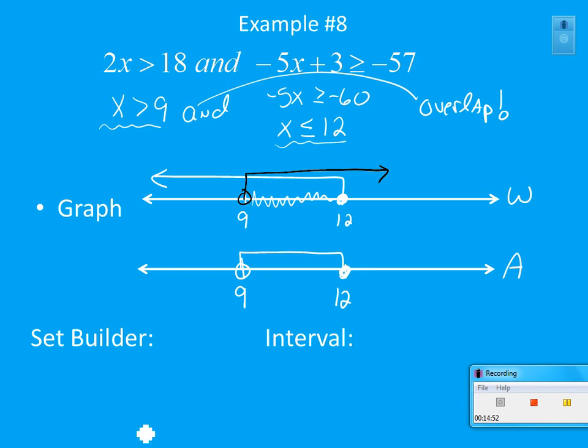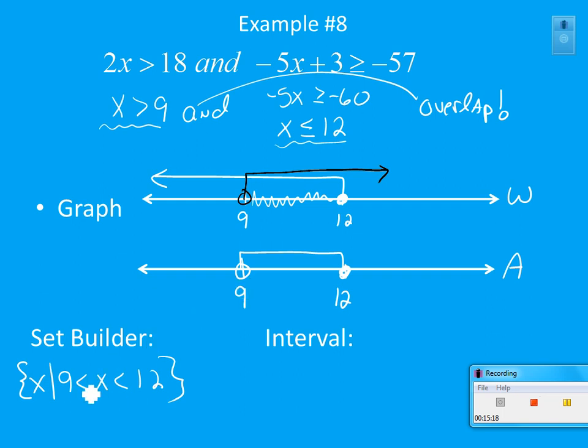Now for your answer, in set builder notation, whenever it's between two numbers, it looks like this. I got the set of all numbers x such that, and since we're between two numbers, it looks like this: 9 is less than x, which is less than 12. X is between 9 and 12. And then clean it up.